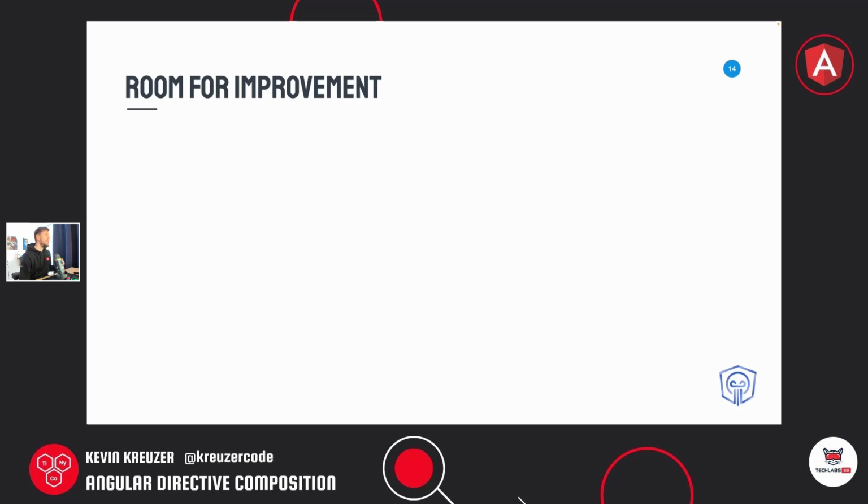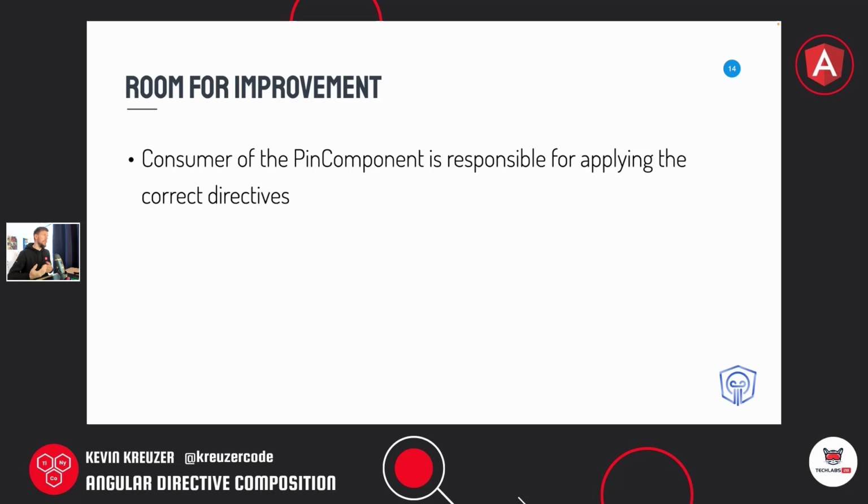So whenever you use the pin component, you can use it with draggable pins. You can use it with pins that have a tooltip, or you can use pins that are only rotated and cannot be dragged and don't have a tooltip. So it's basically up to you as a developer to compose those features. So that is on one side pretty cool. On the other side, it would be cool if we could provide this all out of the box.